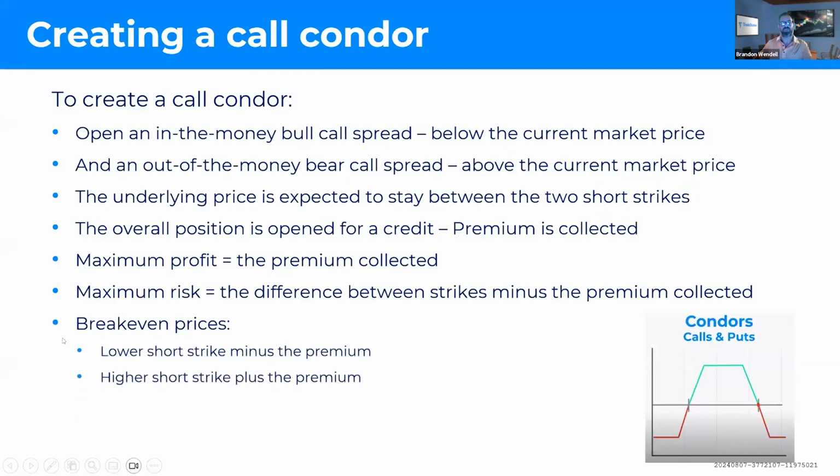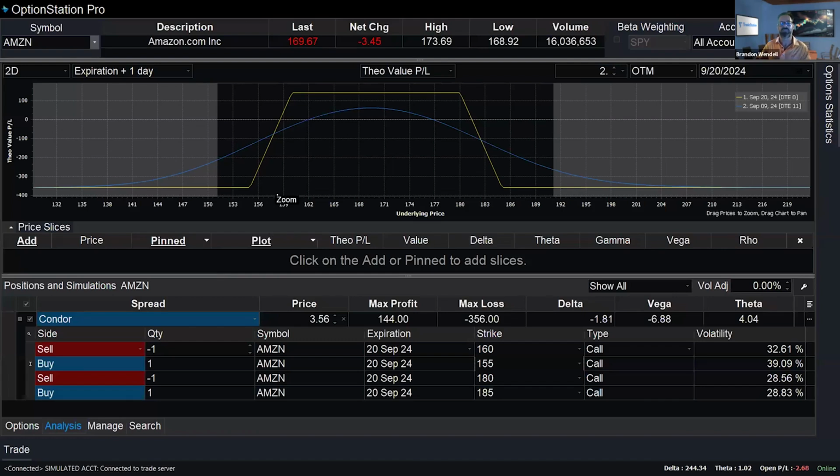Getting back to the call condor, I mentioned the maximum profit is the premium collected. I just want to make sure we continue on with this. The maximum risk is the difference between the 2 strikes minus the premium collected. And there's two what we call break-even prices. You'll notice there's a bit of a time value going on here. The yellow is representing what happens when the options expire. The blue line is based on a time in the future. And what will happen is the closer we get to the expiration, the steeper that risk profile will become because the time value is wasting away.